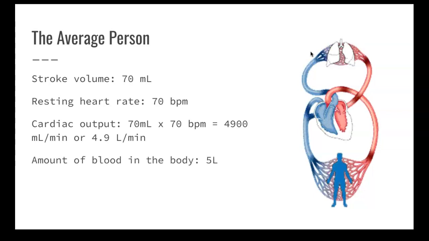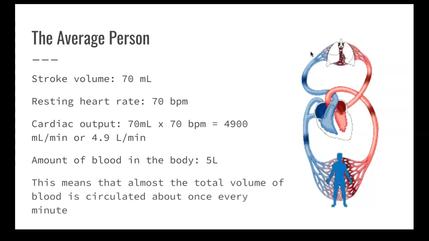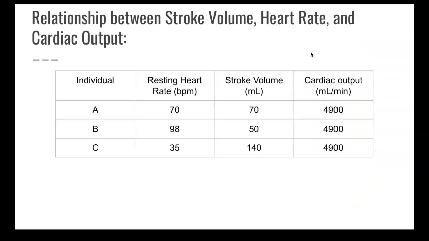So this means that the total volume of blood basically gets circulated every minute through our heart, to the lungs and then back to the body, and keeps going and going and going. About every minute our blood can circulate through our heart.